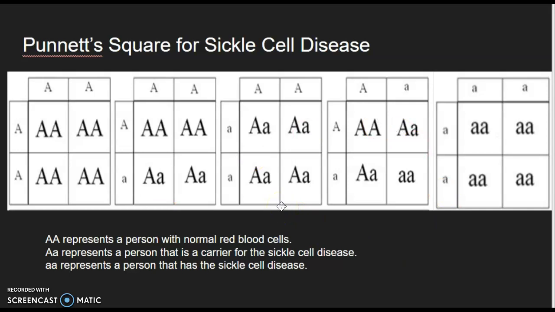This is a Punnett square chart for sickle cell disease. Double A represents a person with normal blood cells. Uppercase A and lowercase a represents a person that is a carrier for sickle cell disease. And two lowercase a's represents a person that has sickle cell disease. I'm going to go over a few examples of these different scenarios.